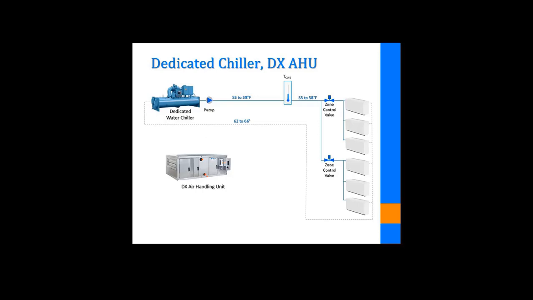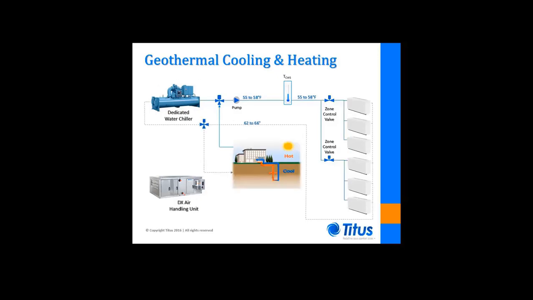A DX air handling unit might also be used, enabling the use of a small dedicated chiller to produce the 56 to 58 degree chilled water used by the displacement beam loop. Doing so could increase the chiller operational efficiency by as much as 40%. Finally, many climates may be able to incorporate geothermal fields to utilize groundwater temperatures that are very near those required by the displacement beam loop. This can significantly reduce the facility's cooling energy requirements.